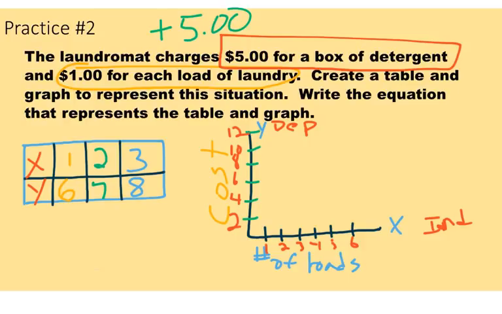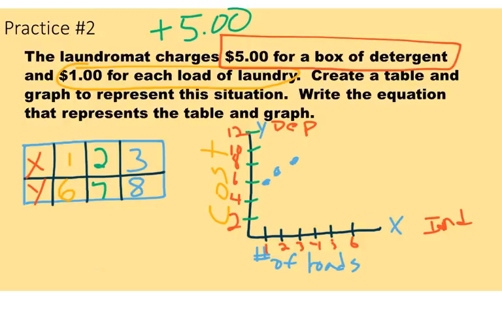Okay, and let's plot our ordered pairs. So we have a 1, 6. So we would start at 0, 0, and we would go over 1 on the x-axis and up to 6 on the y-axis. And I'll go ahead and place a point at 1, 6. Then we have a 2, 7. So we go over 2 and up to the 7. It's really just $1 more. That's the $1 for the load of laundry. Okay, and our 3 is an 8, so an x of 3, a y of 8. So we go over 3 and up to the 8, and I'll put a dot there.